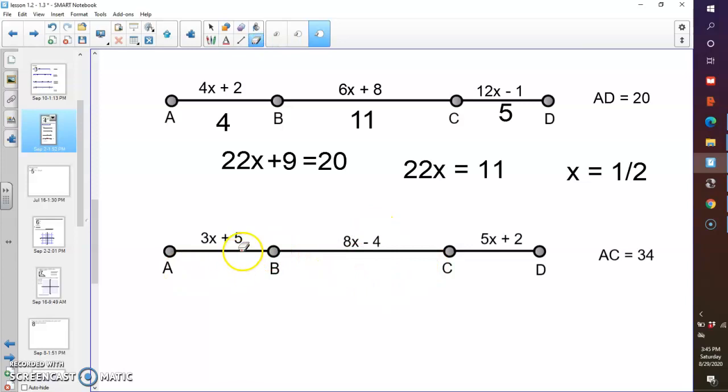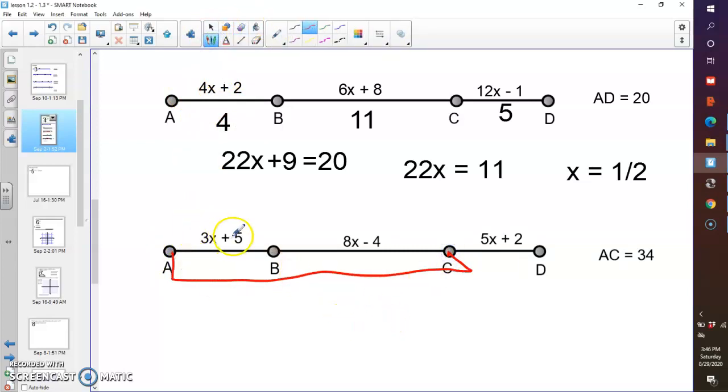If I take a look at the second one, I had a little more to erase right here. We have 3x plus 5 plus 8x minus 4 for AB and BC, and then CD is 5x plus 2. Once again, it's important to read the questions carefully and answer the question. I'm not told what AD is in this situation. I'm only told what AC is. AC is literally this. It's from A to C. So it's only these two sections that are set equal to 34.